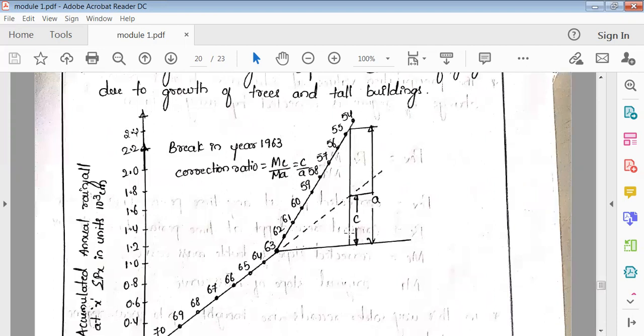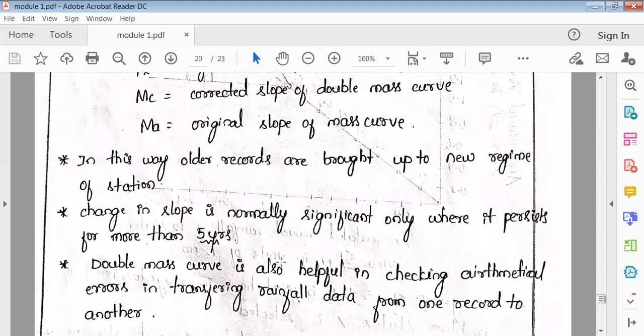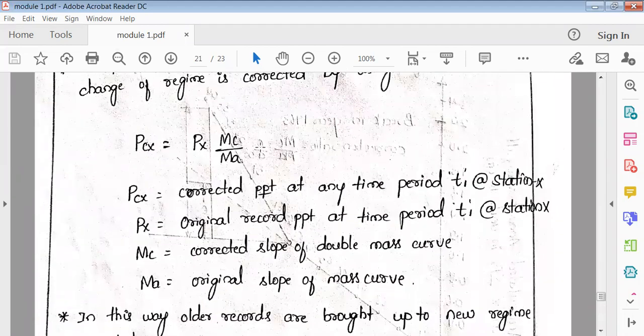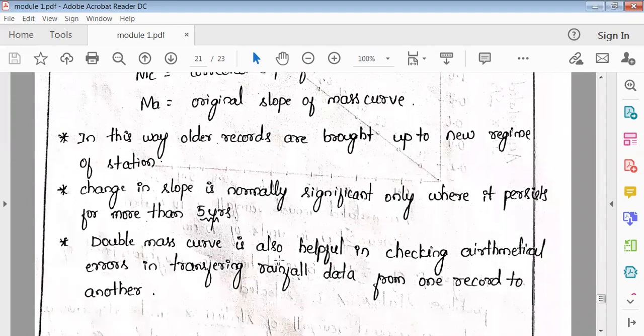A means the bigger triangle you should take. That is the actual mass curve, and this is the corrected slope. See this small triangle, the corrected slope. If you use this formula, you'll get the missed out rainfall data. So in this way, the older records are brought up to the given station.